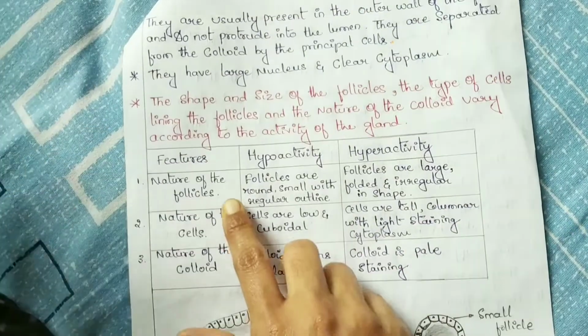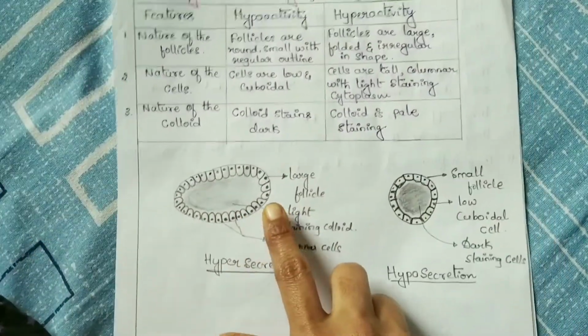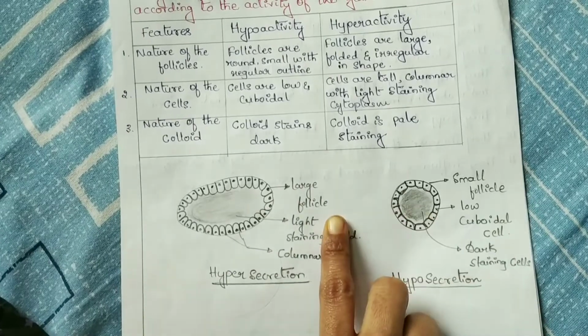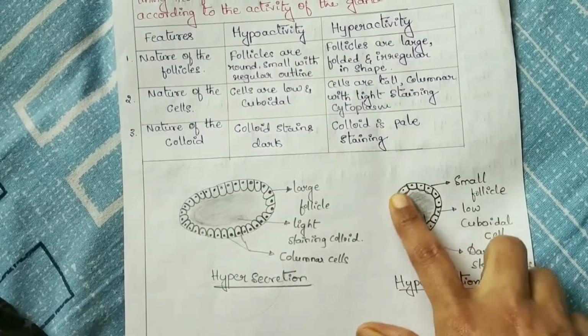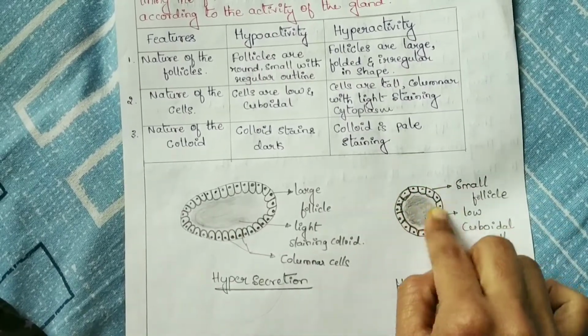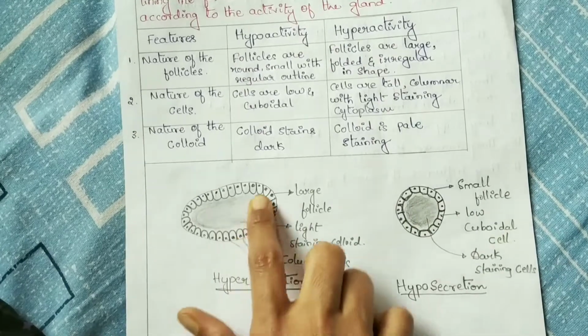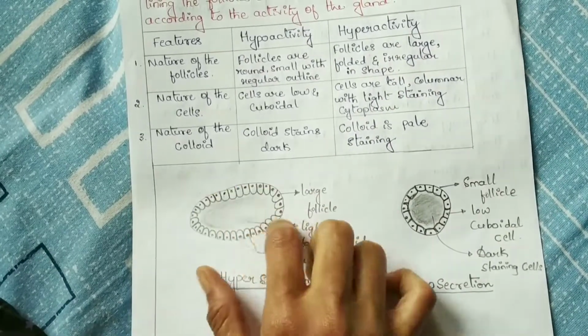So if you look at the points here, the nature of the follicle: this is the follicle. In case of hypoactivity, the follicles are round and small, with regular outlines. And in case of hyperactivity, the follicles are larger and folded, and they are irregular in shape.